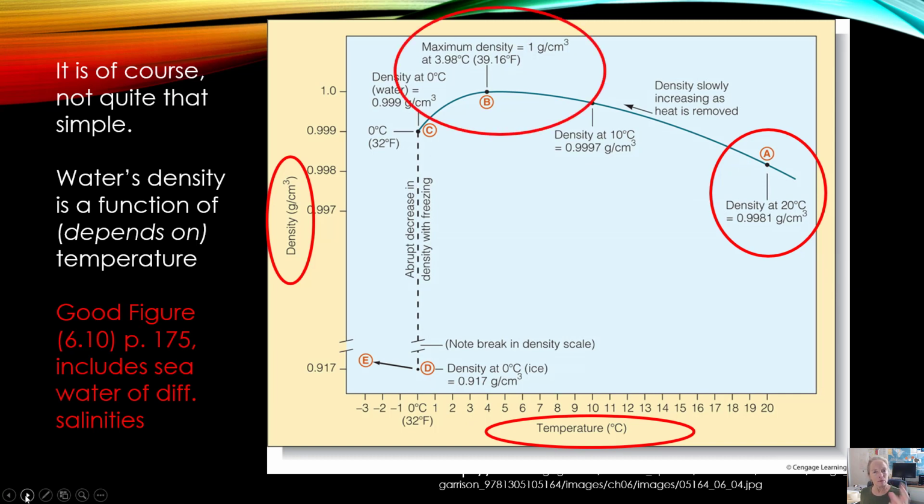Now, that's what we were talking about in the last slide, right? The maximum density of water is 1 gram per centimeter cubed at approximately 39 degrees Fahrenheit. Now, what happens when it gets colder? Okay, so this is when it turns to ice. When it turns to ice, it becomes less dense, and that's why it floats on the liquid water. It's lighter, it's 0.917, and actually gets a little denser once it gets colder than that.